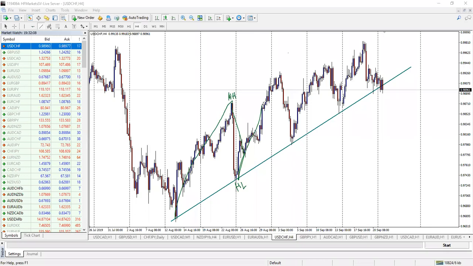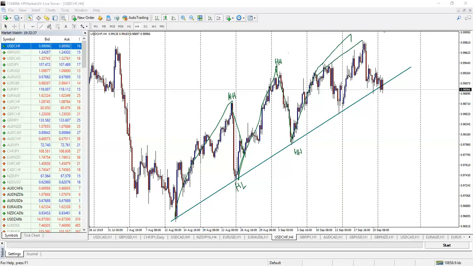We have high. Any market creating high low is an uptrend. It's an uptrend because highs are formed in an uptrend. High lows are also formed. Yes, so we have that. We also have this one here.